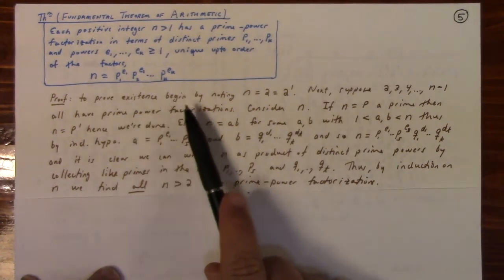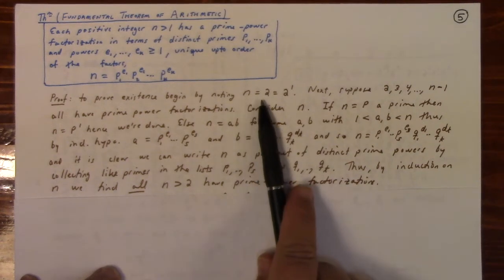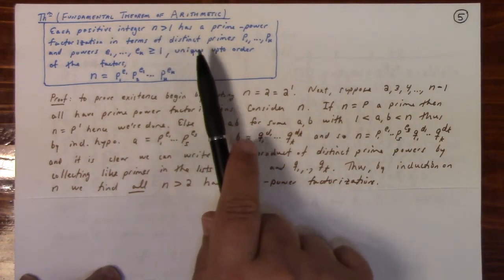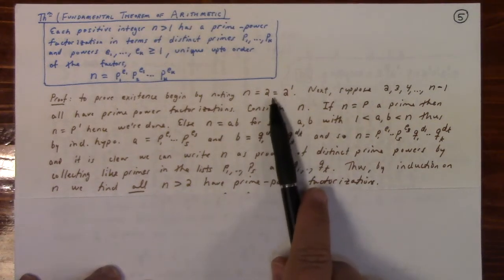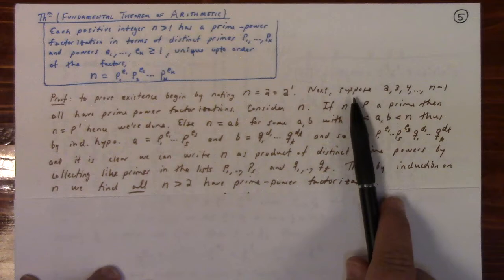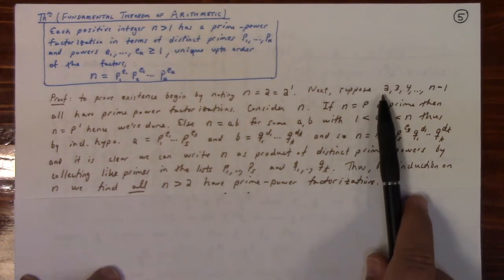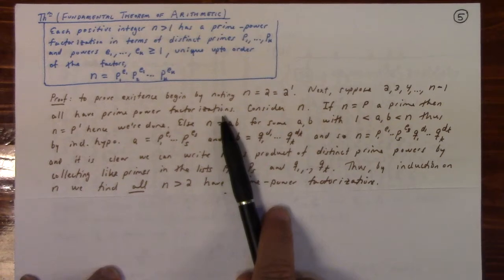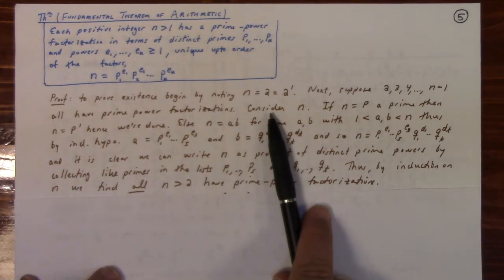So to prove existence, begin by noticing that if we look at 2, that's the first thing. The proof is by induction on n, and 2 is the first n, which meets the criteria of the theorem here. So 2 is 2 to the 1, so that fits this pattern. Great. So next, we'll suppose that all the way from 2 to n minus 1 all have prime power factorizations. Consider n then. That's the next one, right?